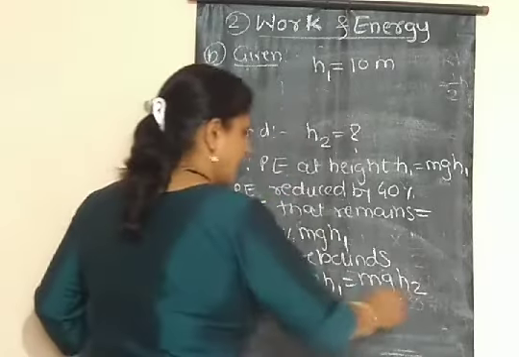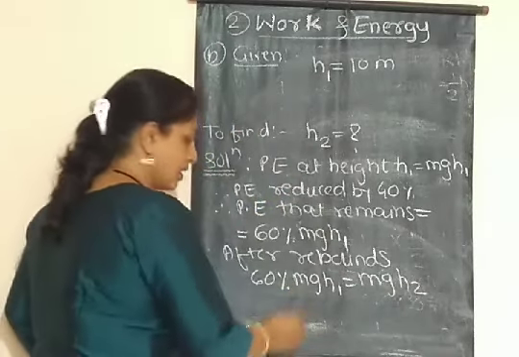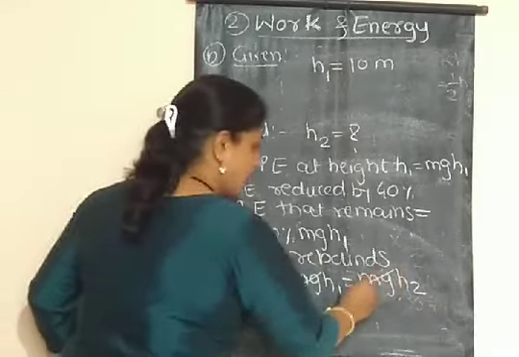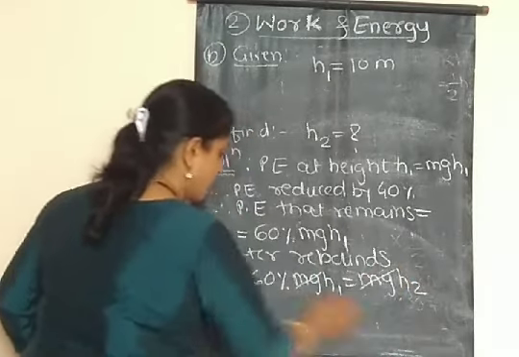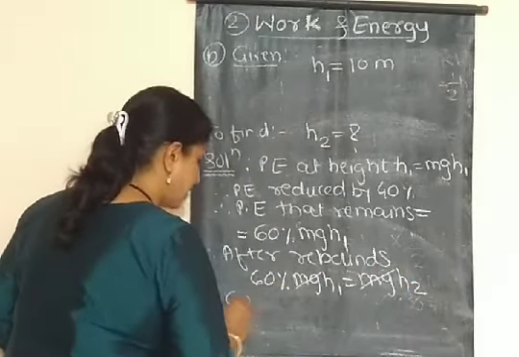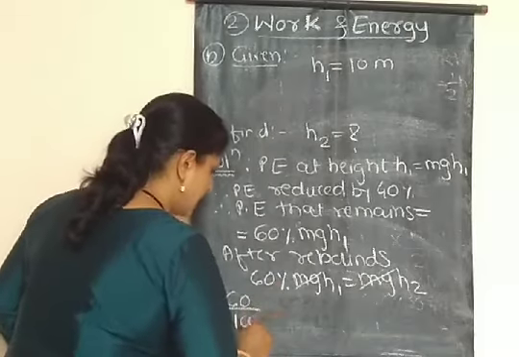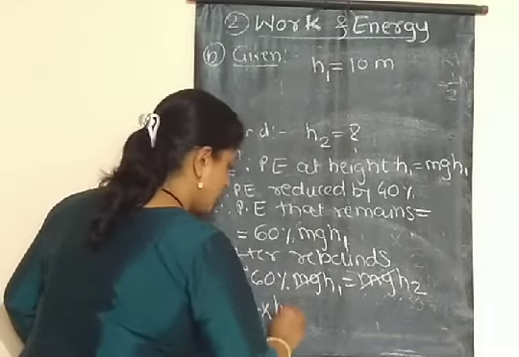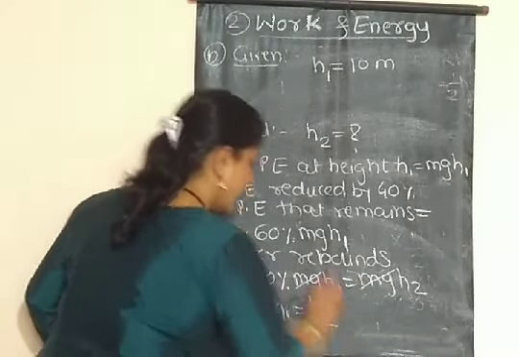So this is mgh2. And now let us solve this. So this mg and mg will get cancelled. Then what we get? 60%. How to write? That is 60 divided by 100 into h1, that is equal to h2.